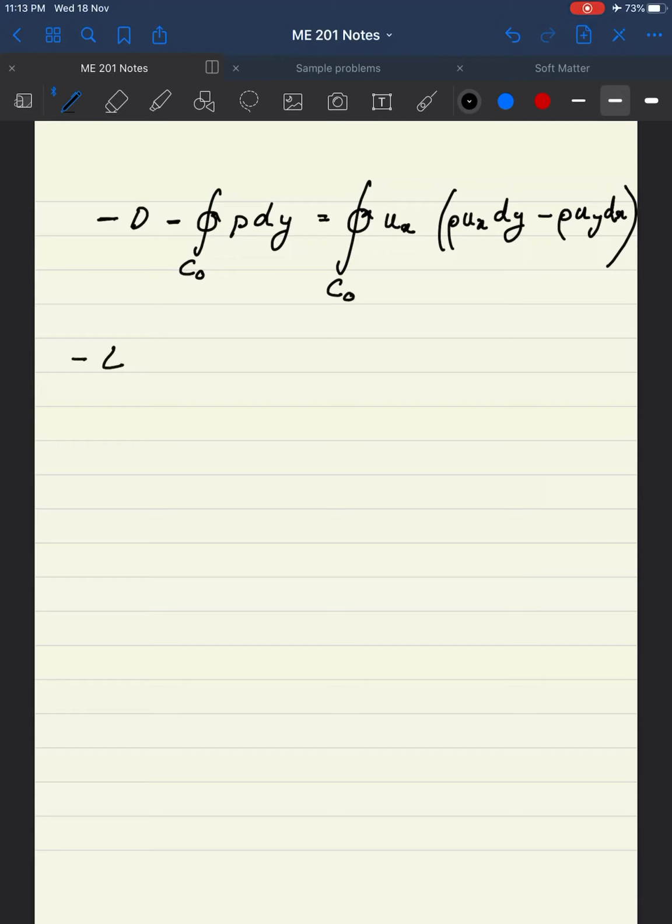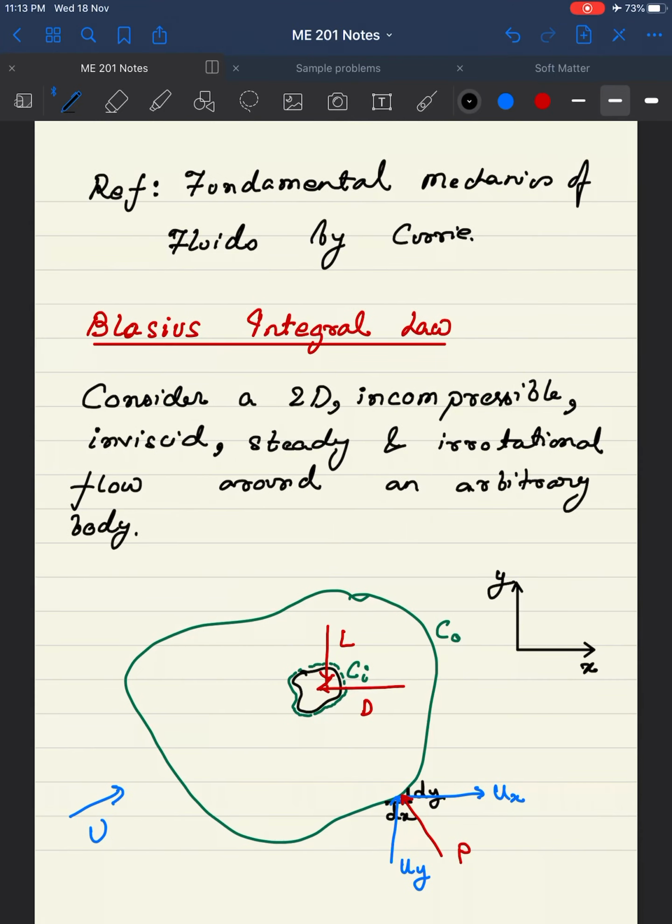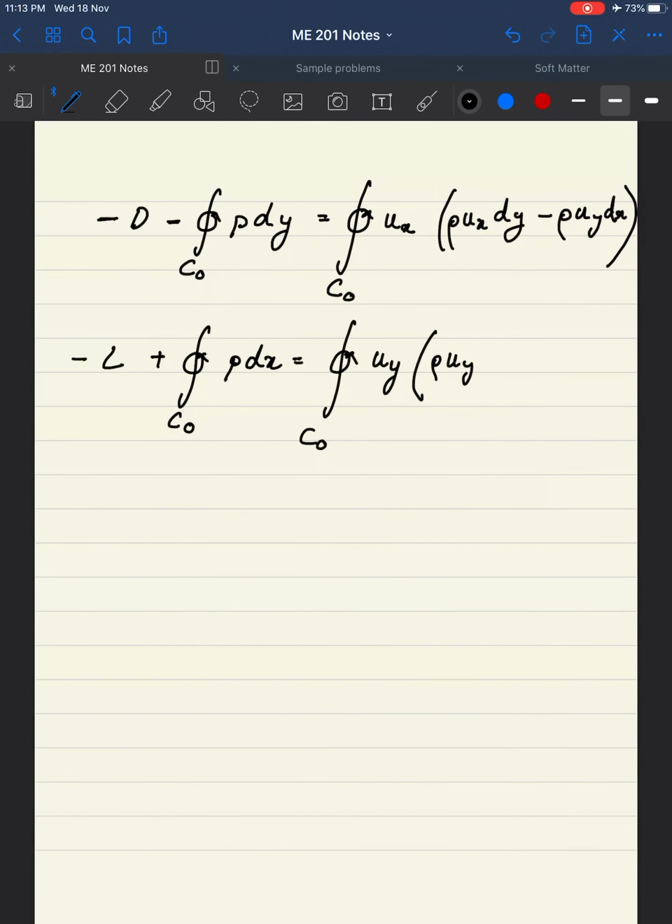So the other equation will now look like this: over C0, this is p dx equal to my integral again over C0, and this is momentum in the y direction, which is rho uy dy minus rho ux. This is rho ux dy minus rho uy dx.